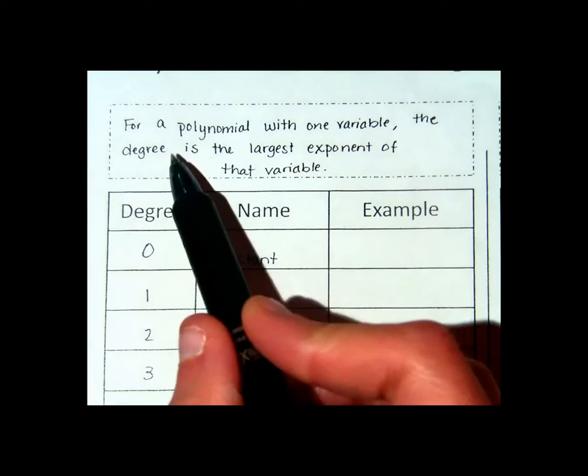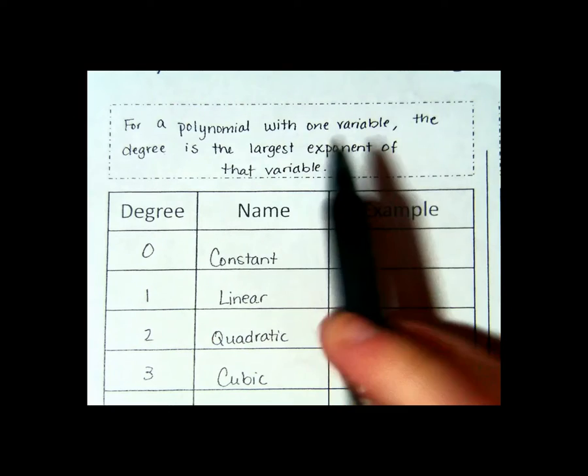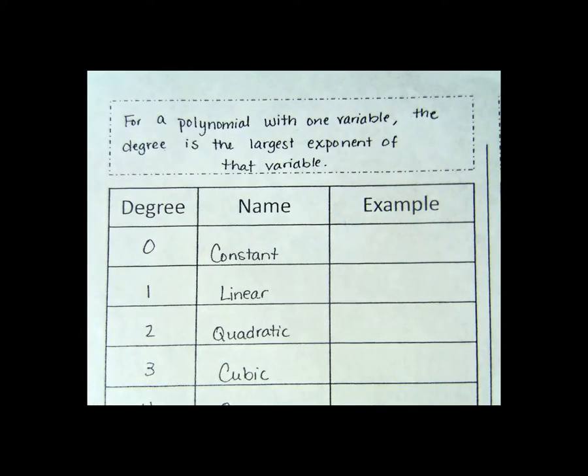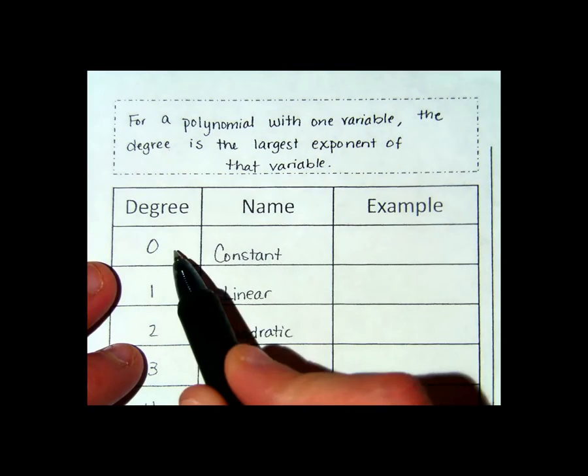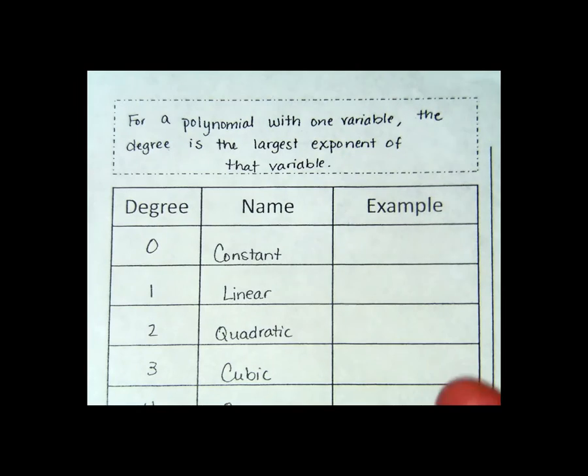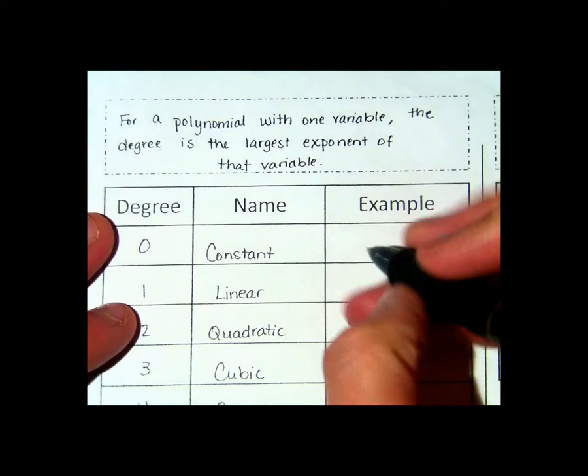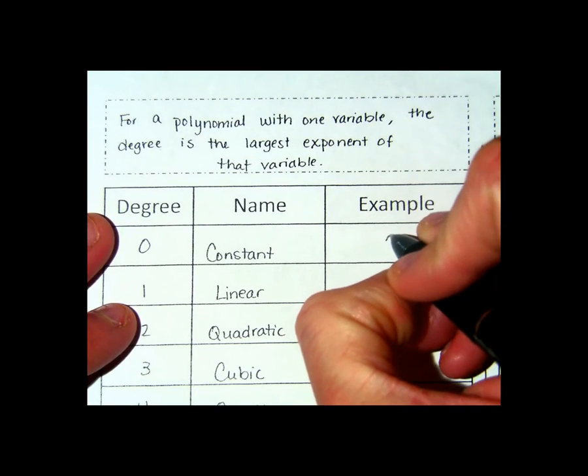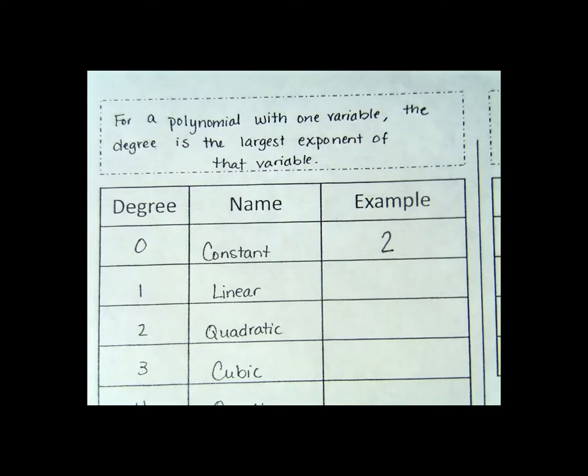All right, so we're first going to talk about polynomials, where the degree is the largest exponent, so it's written right here. For a polynomial with one variable, the degree is the largest exponent of that variable. Something that is a constant has no exponent, it's just a number. So let's say 2. That's an example of a constant. It's a number.